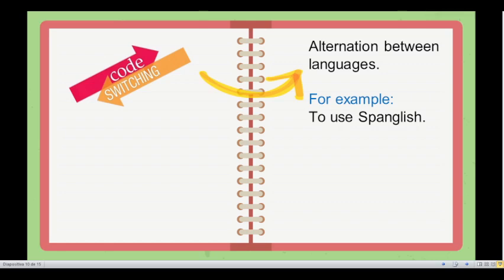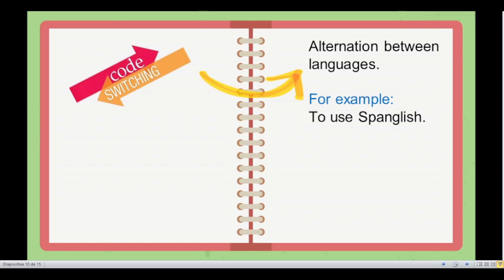For example, the use of Spanglish. Well, let's hear a sentence. Suppose that I said, "Yesterday I liked a lot the tacos que mi amigo me compró." That is an example of code switching.